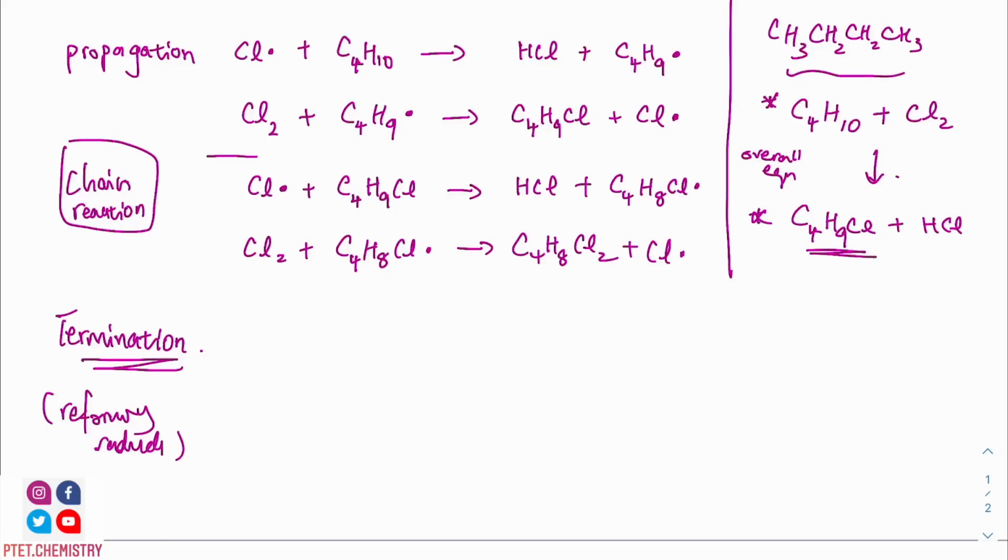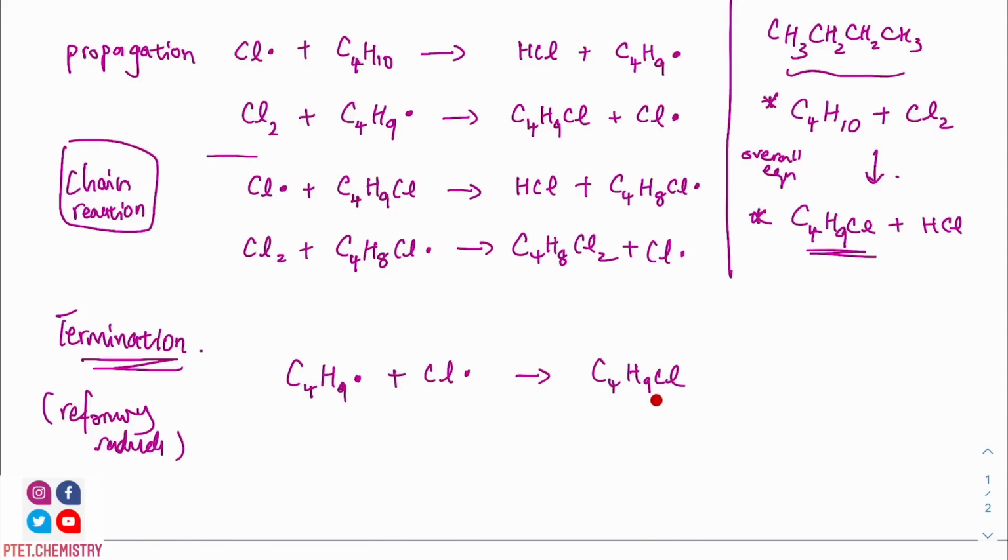If you want to form this product in a termination step, well, what do you have? You have C4H9 radical, C4H9 radical, you just come together with a chlorine radical, and then you can get C4H9Cl. Hey, your product. But this is the product formed in the termination step because radical plus radical form no radical, right? Termination involves radical recombination. Two radicals recombine to give you no radical.